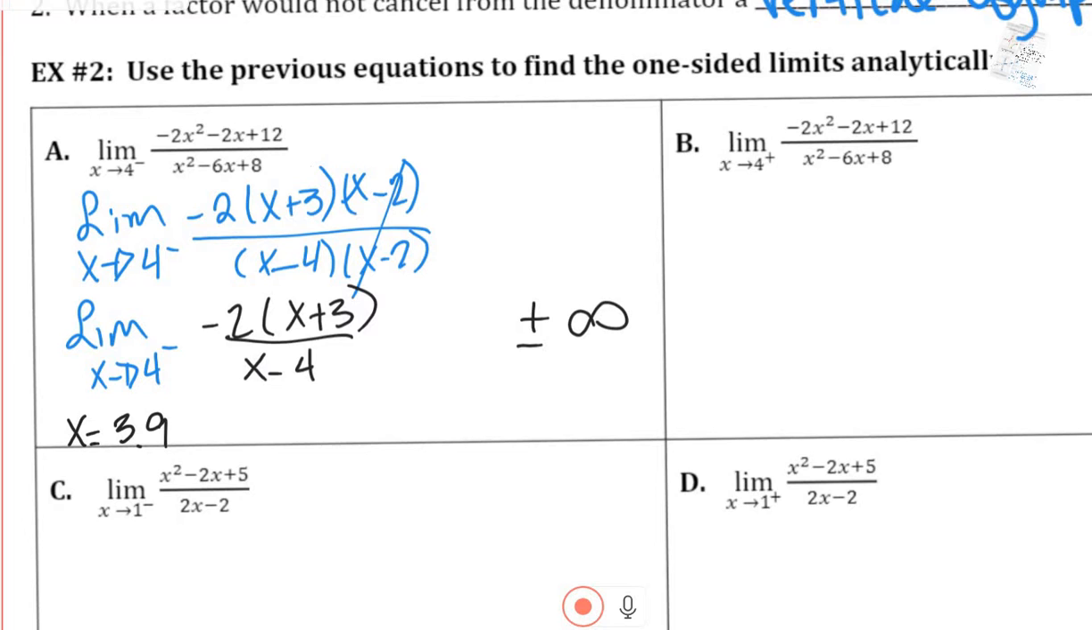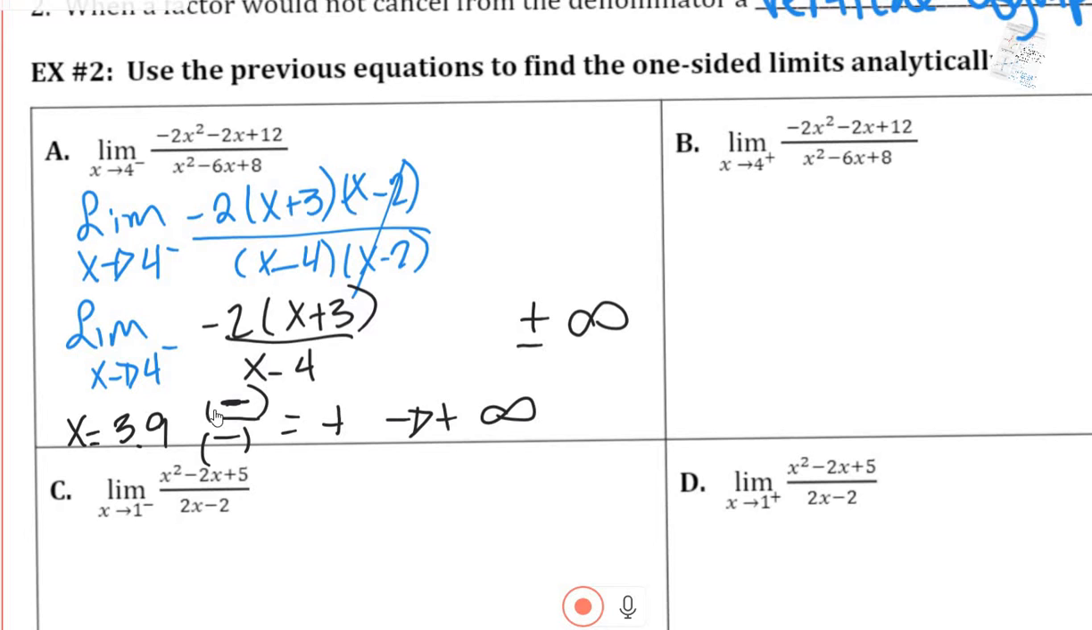If I plug in 3.9 and I add 3 to it and I multiply by negative 2, I'm going to have a negative numerator. And think about it, if I do anything less than 4 minus 4, I'm going to have a negative, right? So a negative divided by a negative is positive. And that is how I know my answer is going to be positive infinity. Okay, you don't necessarily have to write the plus. When you write infinity, it's understood it's positive, but I'm just showing it for the point.